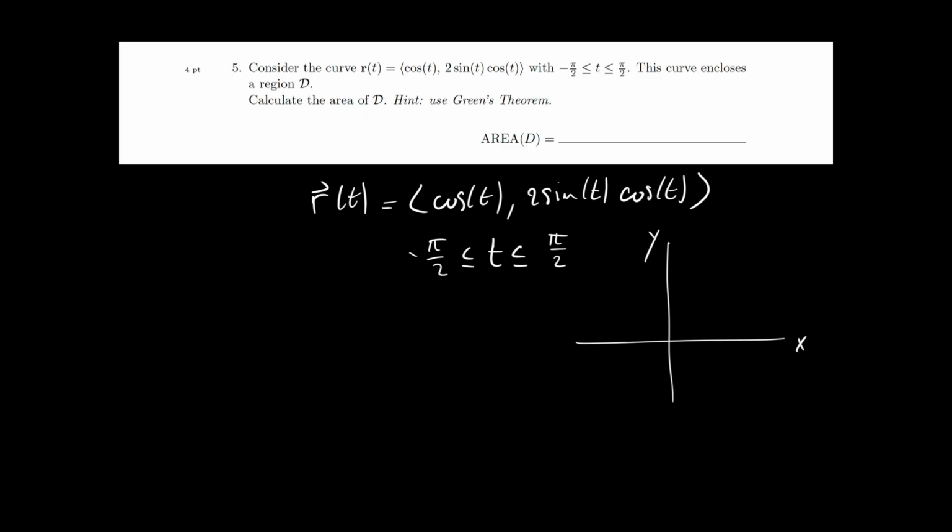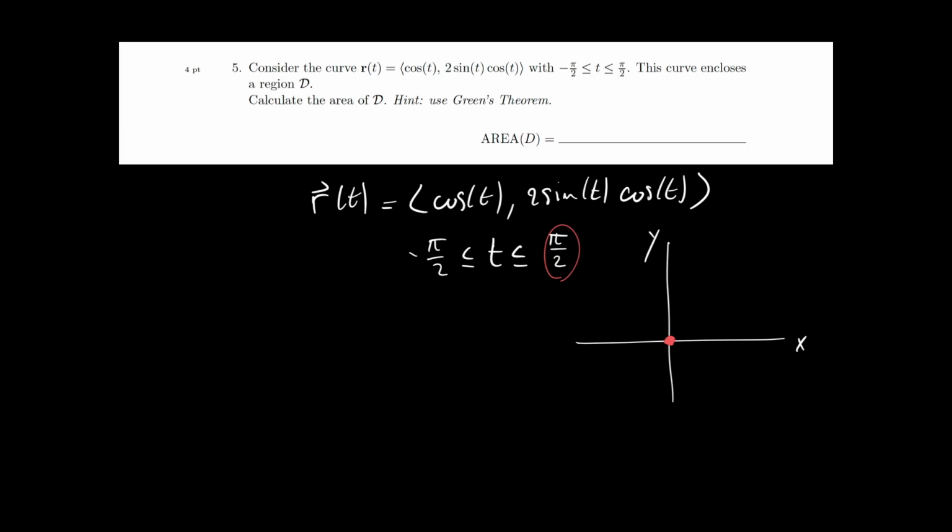Well, if we start at pi over 2 or minus pi over 2, we have to conclude that cosine t is 0 there. And so both components of this vector will be 0. So we are going to start at the origin here. And then for the endpoint, we have the same thing. If t is pi over 2, then we are at the point 0, 0. So it seems indeed that this curve is somehow closing on itself.